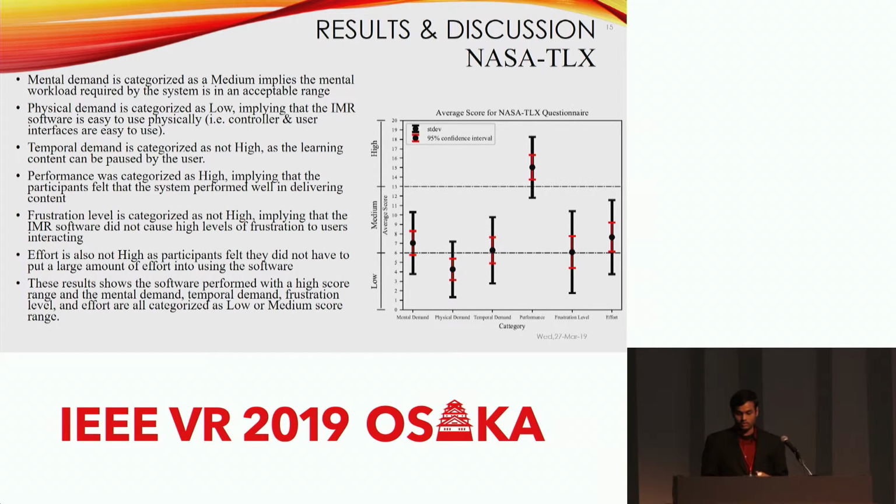And the performance was high, and the frustration level and the efforts required from the participants were also not high, closer to medium and low. And from the results, we were able to say that the software had a high performance score, and the demand for mental, temporal, frustration, or effort was in the category of low or medium.